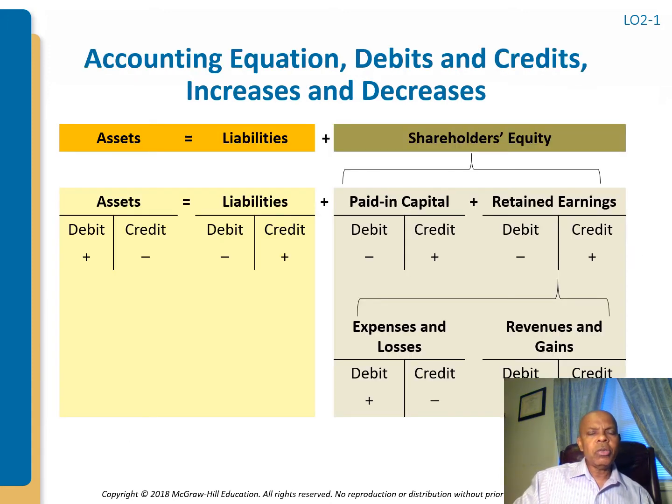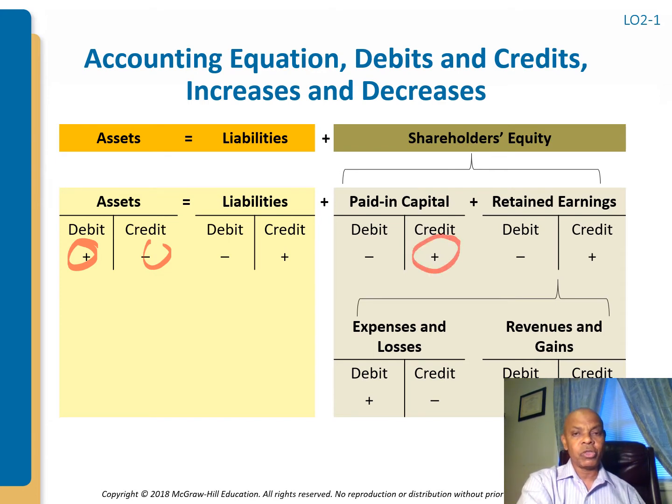We are getting into too much explaining what these items are, but you can take a look at what we have here. Accounting equation, debit and credit, increases and decreases. Assets: debit increases, credit decreases. The liabilities is the other way. And how about shareholders' equity? Shareholders' equity is the paid-in capital, which always has a credit balance that increases. When you sell stocks, it increases the credit balance. Retained earnings, the same thing. When you make a profit, it increases the credit balance.